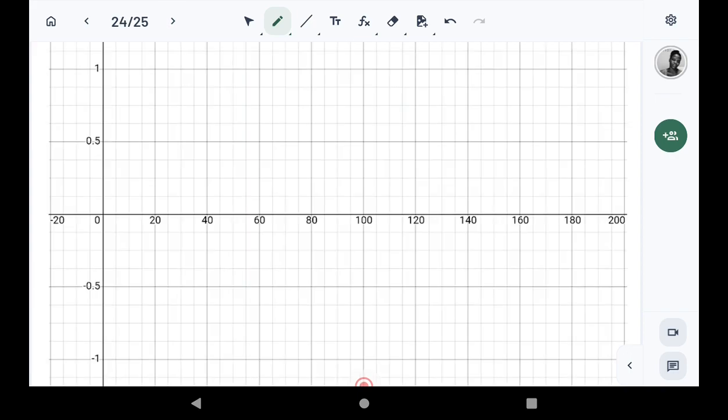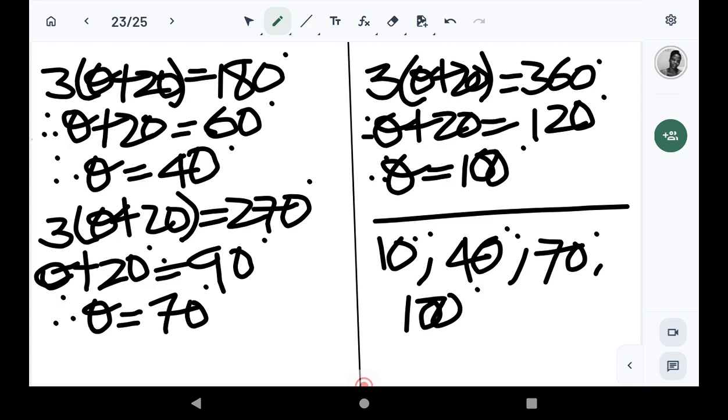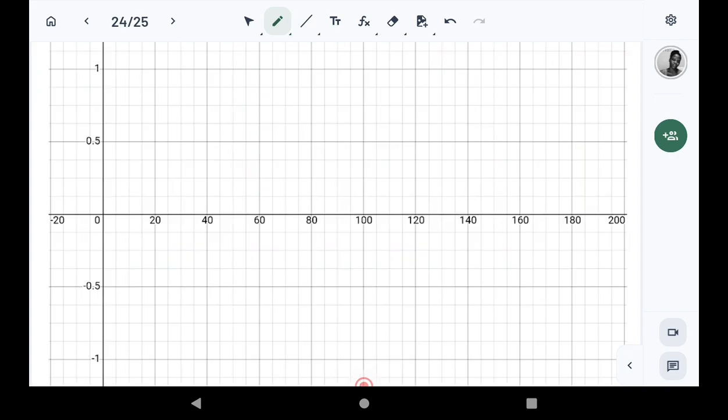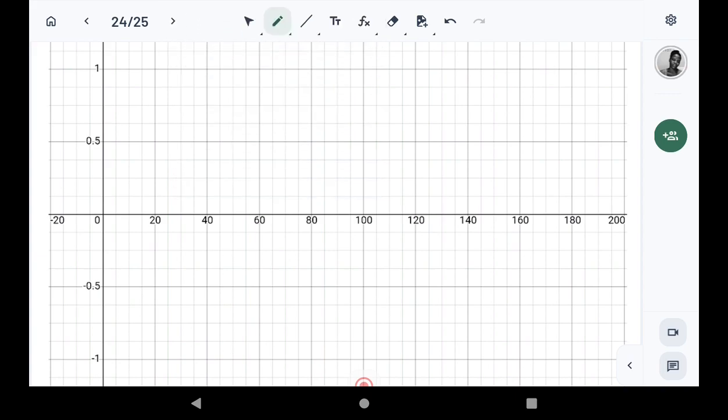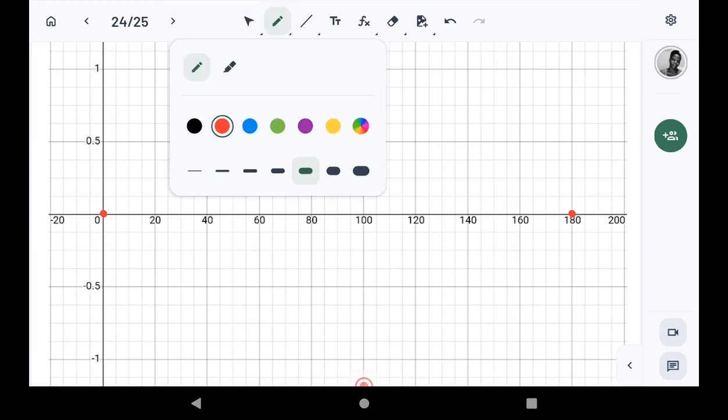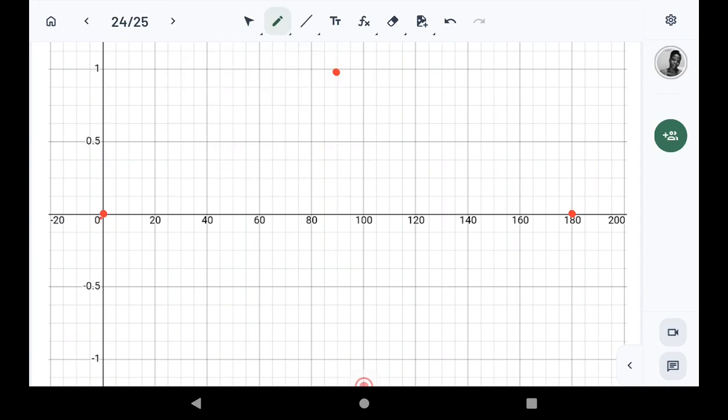Okay, first let's plot a normal sine graph, and then we'll plot this one. Normal sine graph in red. Okay, that's 0 at 0, and then at 90 degrees, that's your maximum turning point, and it goes back to 0 at 180 degrees. And let's connect. That's what the normal graph of sine theta does between 0 and 180 degrees.